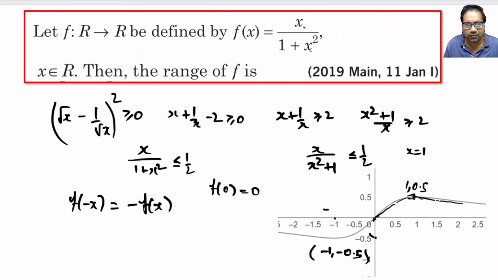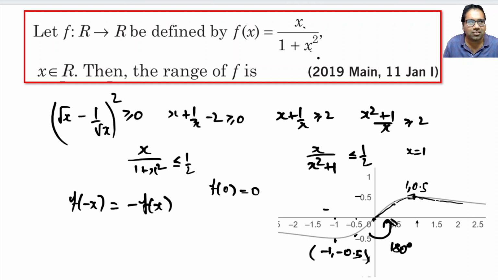What does that mean? If you flip this graph by 180 degrees, you'll still get the same graph. If you rotate this graph by 180 degrees, you'll get the same graph. That is how we say whether it is an odd function or not. If it is an even function, it will be symmetric with respect to the y-axis, like this. This one will be equal to this one. Whereas if it is symmetric about origin, at 1, if it is 0.5, at minus 1 it should be minus 0.5. So that's why it's an odd function.